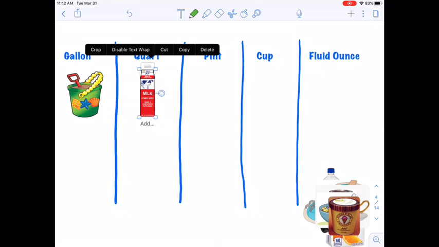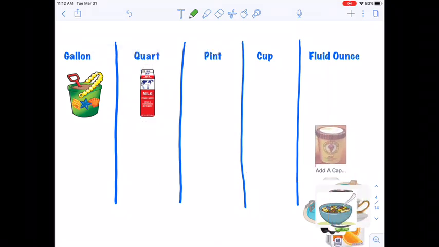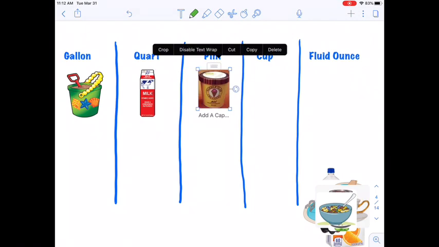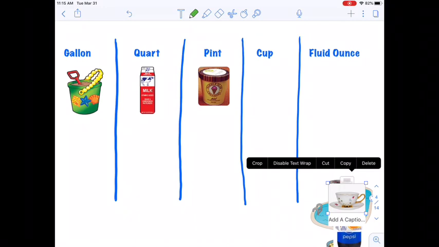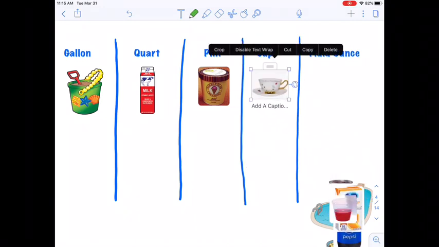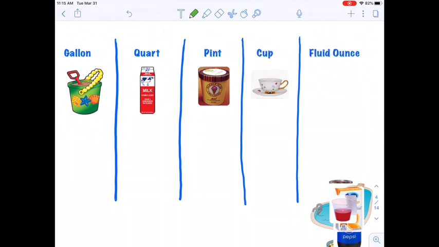Our milk carton is labeled 1 quart. So that's 1 quart for us. Our small ice cream container is a pint. So let's look at the measurement of 1 cup. Our teacup is about the size of 1 cup.